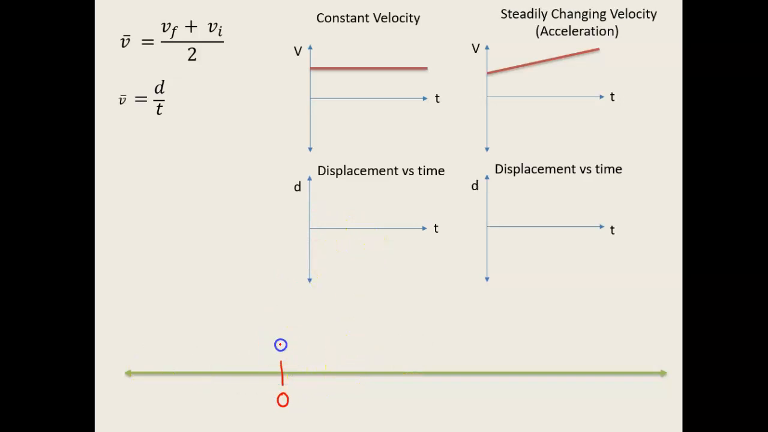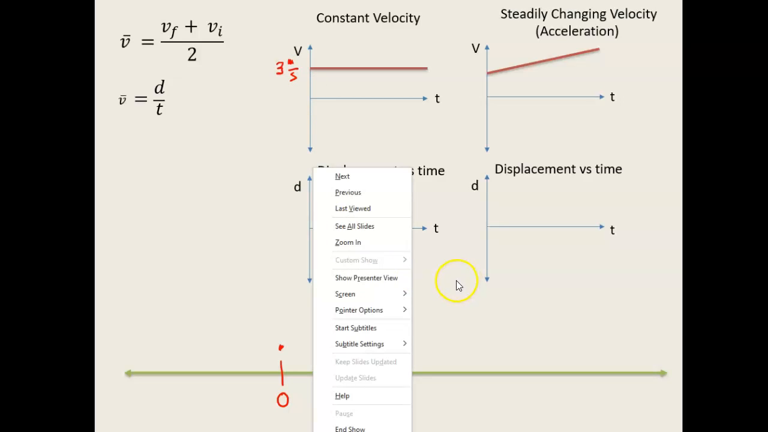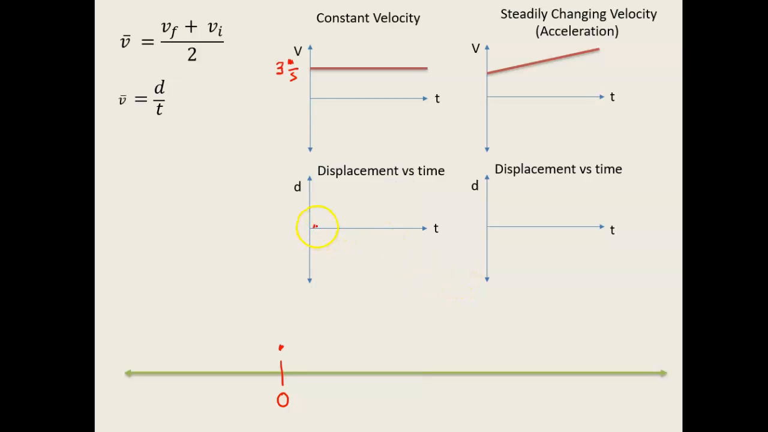And let's say we start here at location 0 and we have some positive velocity. Let's say our positive velocity is 3 meters per second. Well, we'd say I'm starting at 0 and each second that goes by, 1, 2, 3, 4, I go up by 3 meters, up another 3 meters, up another 3 meters, up another 3 meters. And so my displacement versus time graph would look like it has a positive linear slope.